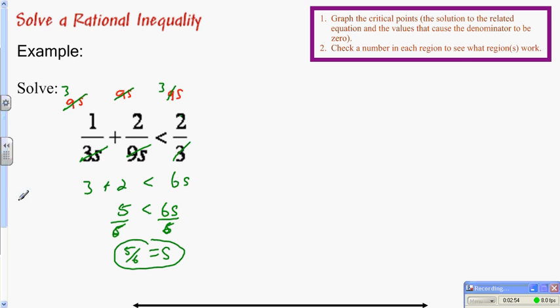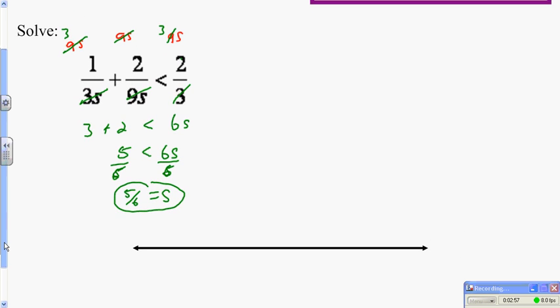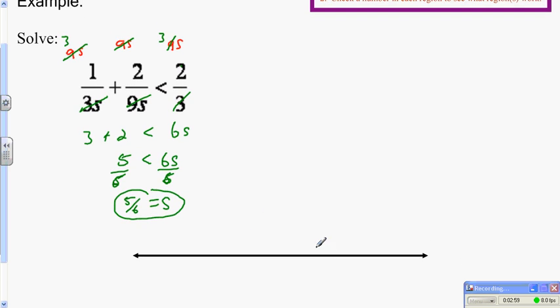Now, unlike an equation, in an inequality we have to concern ourselves with critical points. One critical point is our solution, 5/6. Another critical point is any value that would cause a denominator to be 0. In this case, if we had s equal to 0, 3 times 0 would be 0, and you can't divide by 0. So 0 is considered a critical point as well. And as with inequalities on a number line like this, we must check each zone to see what's going to work. Let's pick numbers we can use.